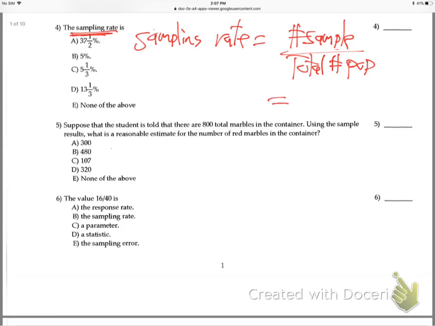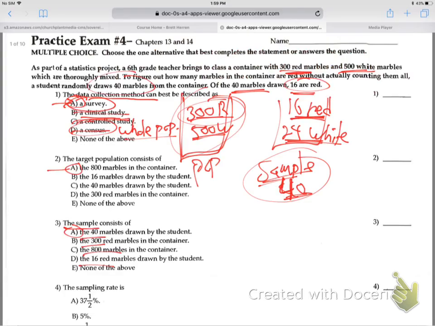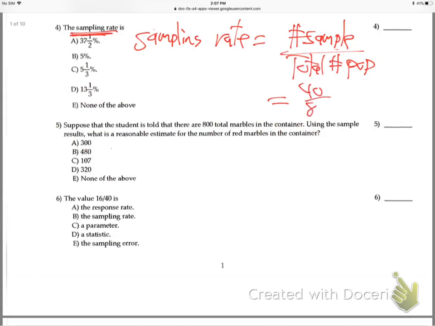So how many are in our sample? 40 in our sample. How many in the whole bucket? 800. So it's 40 out of 800. See how I'm coming up with that? We're saying what portion of the whole bucket did you actually look at?